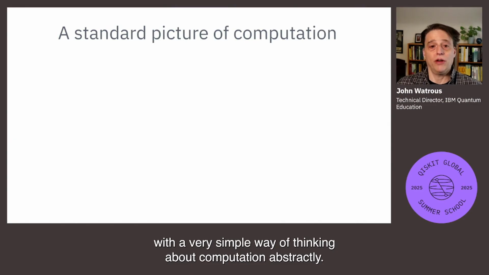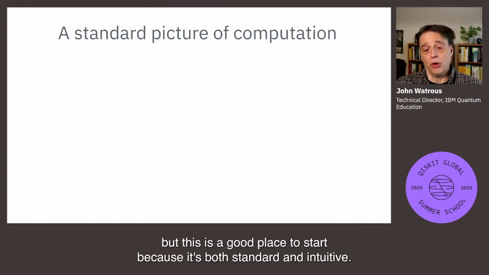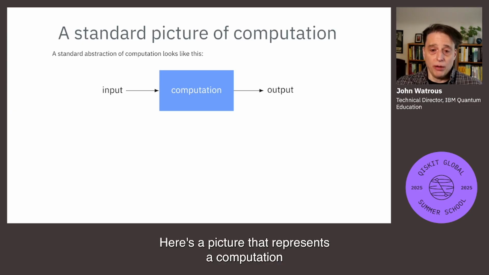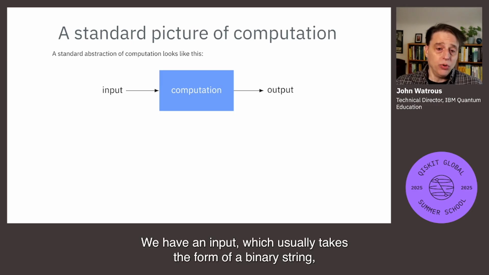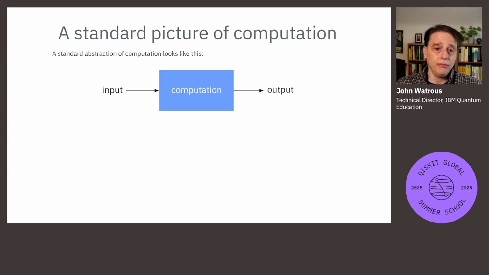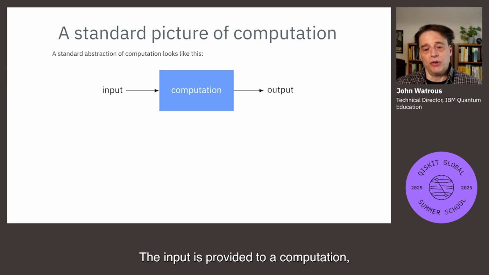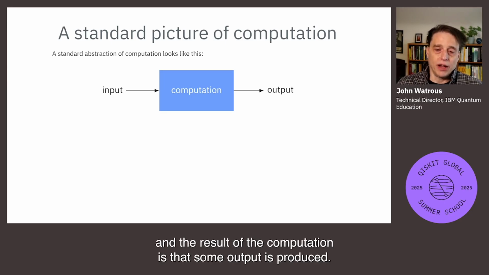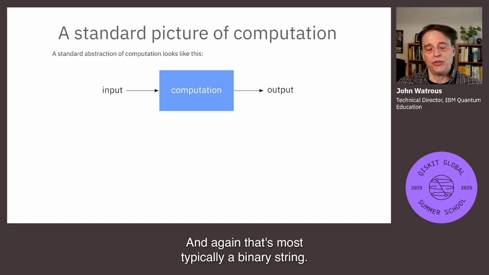Let's begin with a very simple way of thinking about computation abstractly. We're going to switch things up in just a moment, but this is a good place to start because it's both standard and intuitive. Here's a picture that represents a computation in extremely simple and basic terms. We have an input, which usually takes the form of a binary string, although we could use different symbols if we wanted to. The input is provided to a computation, which is represented by a blue rectangle in this picture, and the result of the computation is that some output is produced, and again, that's most typically a binary string.